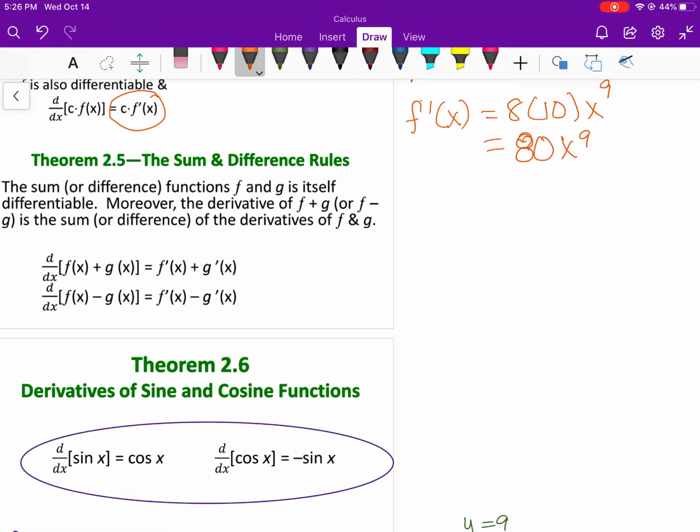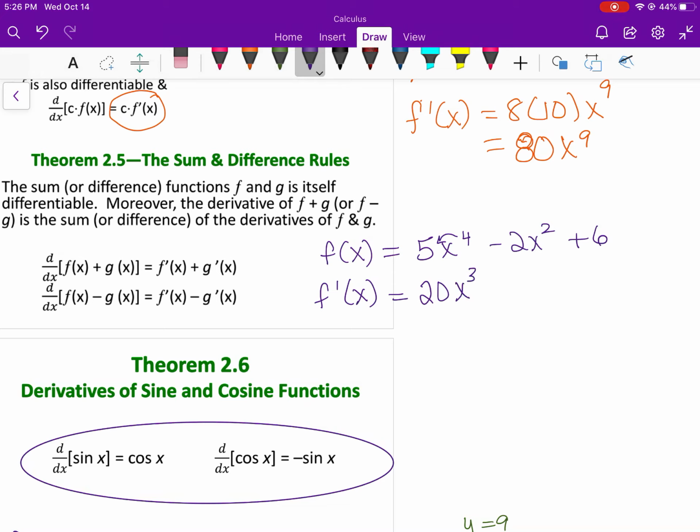And this last rule just gives me the permission to take the derivative of pieces, so of individual terms. If f of x is 5x to the 4th minus 2x squared plus 6, f prime of x would be, bring that down, 20x to the 3rd minus 4x plus 0. So it allows me to take the derivative of individual pieces.